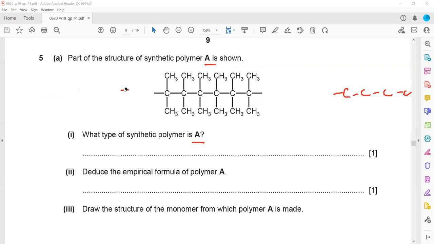So how to identify? It's addition. Why? Because you can clearly see all the molecules are linked by a carbon chain. So whenever all molecules are linked by a carbon chain, that type of polymer is an addition polymer.